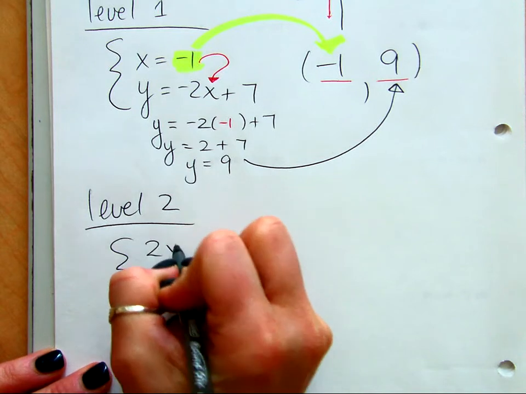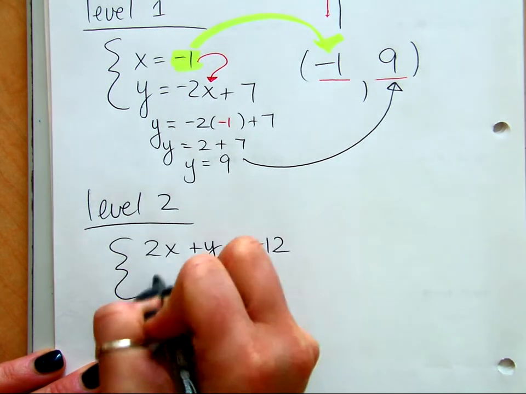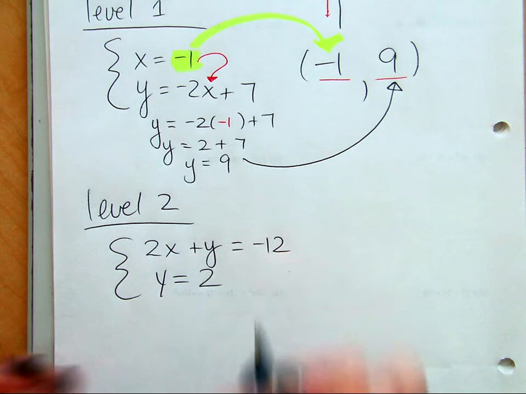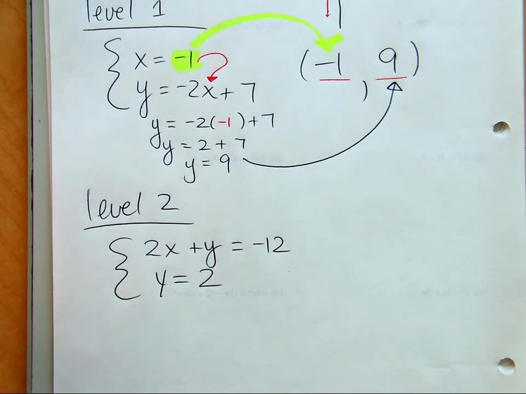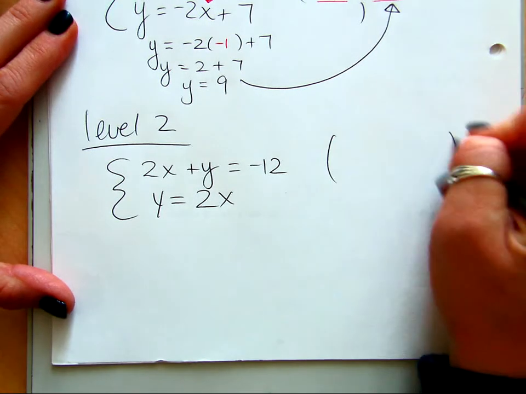Level 2 says 2x plus y is equal to -12. And y equals not just 2, because that would be a level 1. We're going to say y equals 2x. Okay? And that adds, it's still not too bad. It adds just that little bit of difficulty to it.